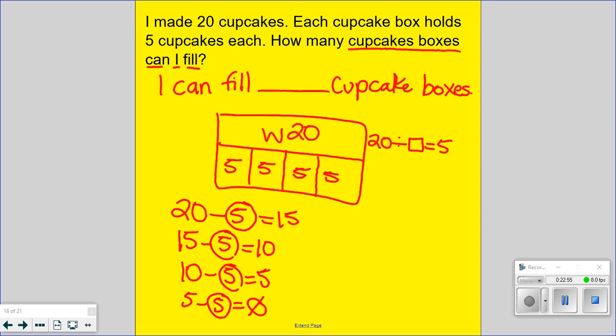Those of you saying, hey, this feels like multiplication, can you make a multiplication equation? What would be the multiplication equation that matches this? Zach? 4 times 5 is worth the same value as 20. Interesting.